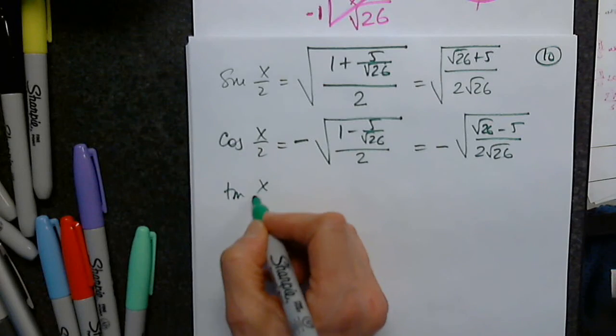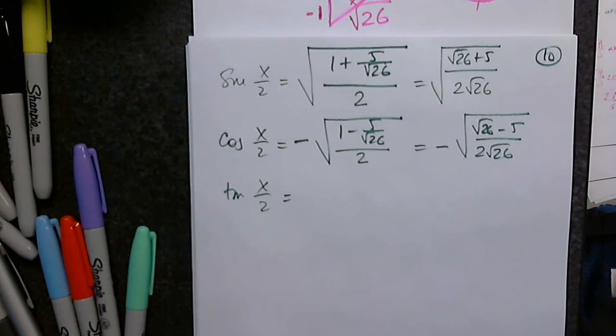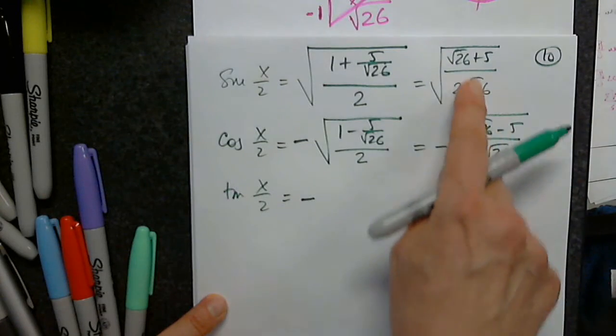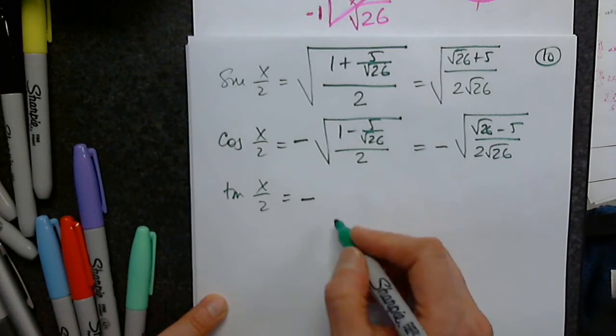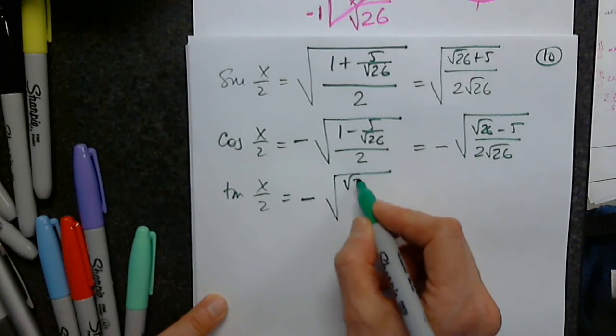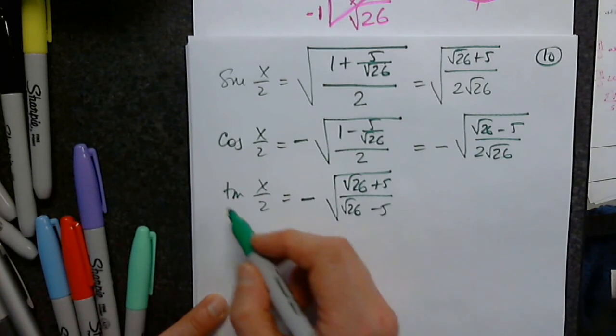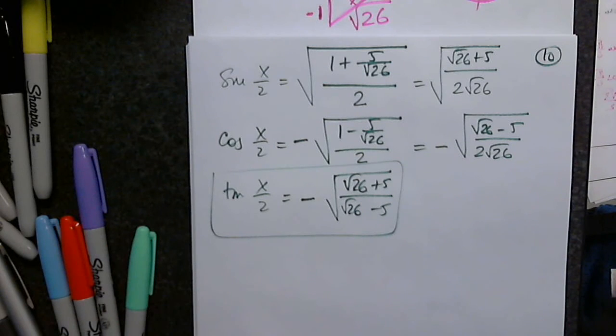And then tangent x over 2, if you just write negative, the top over the top, right? Because the two denominators will go away. So I'm fine with this. The square root of 26 plus 5 over the square root of 26 minus 5. Yep.